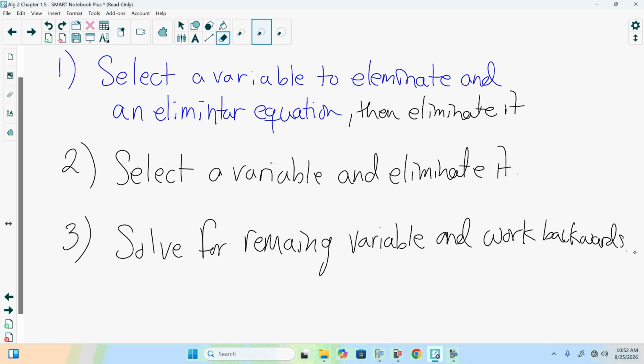So we start off, we select a variable to eliminate and an eliminator equation to get rid of it. We're going from 3 equations with 3 variables down to 2 and 2. Our second step is taking those 2 equations with 2 variables, eliminating one to go down to 1 equation with 1 variable. We're going to solve. We're down to 1, we can solve for 1 and work backwards. Work backwards is going to make sense once we actually see it. This process has a lot of steps involved, but for the most part, each group of steps is going to be repeated again and again and again. So let's actually see how this works.